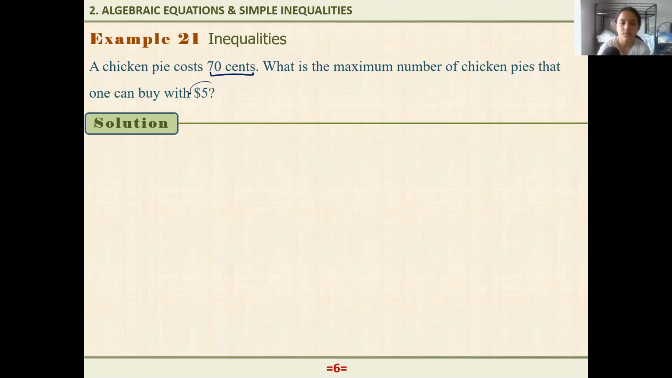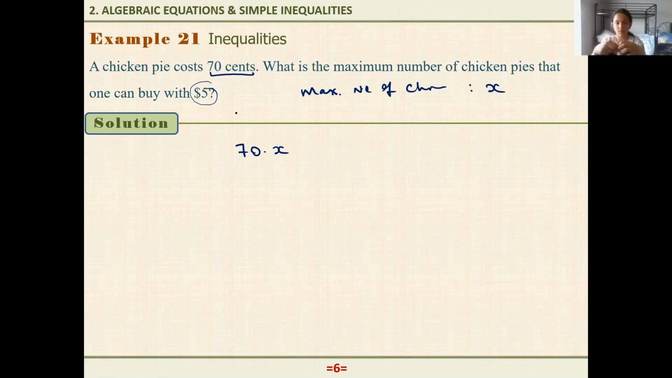Assume that you have $5, right? And assume that you can buy maximum X chicken pies. Maximum number of chicken pies, let's say it is X. And for one chicken pie, how much are we paying? 70 cents, right? If you buy X, how much will we pay for the whole thing? 70 times X, right? So here we have 70 times X. If you buy X chicken pies, if each one is 70 cents, then we have to pay this amount, right?